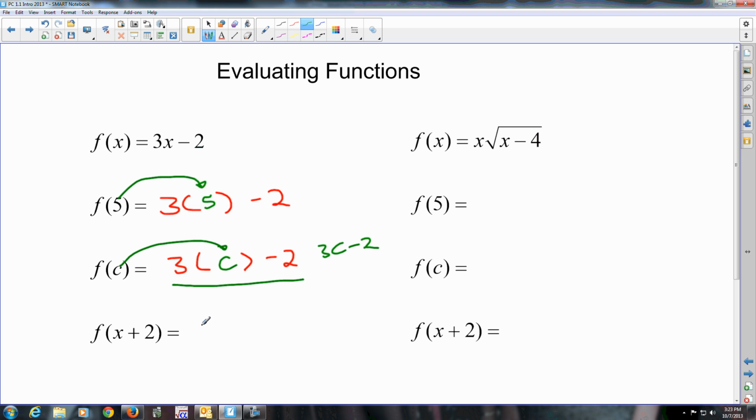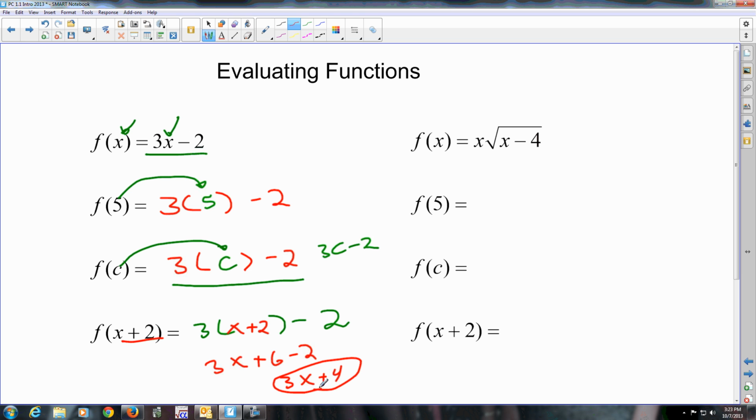Here's another great example of it. I'm going to write 3 times whatever is in the parenthesis minus 2, because that's what the recipe calls for. Whatever is here is here. 3 times that stuff, and that stuff is x plus 2. Distribute the 3 inside. So your answer is 3x plus 4. Okay?